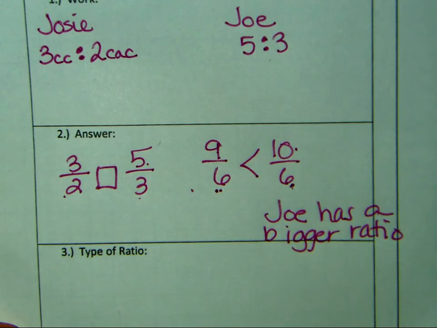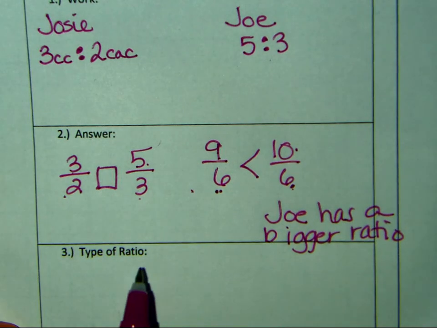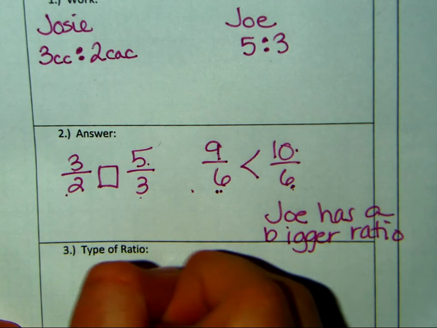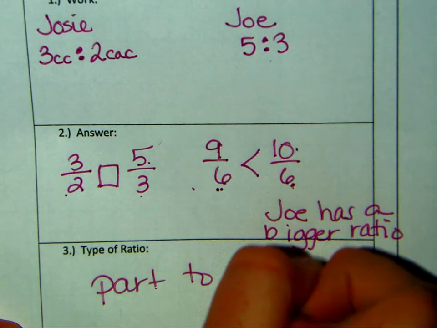And class, what type of ratio is this? Is this a part-to-part, part-to-whole, whole-to-part? Noah? It is a part-to-part, because you're comparing one type of candy to another type of candy, right? If you were comparing one type of candy to all the candy, class, what would that be? Part to whole, right. But this one is part to part.